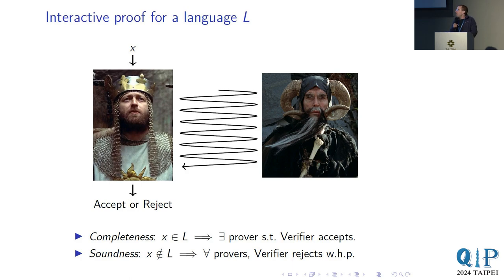Completeness says that if X is in the language L that the verifier is trying to compute, then there should exist something the prover can do that will cause the verifier to always accept. And the soundness condition is that if X is not in the language L, then regardless of what the prover does, the verifier will reject with high probability.